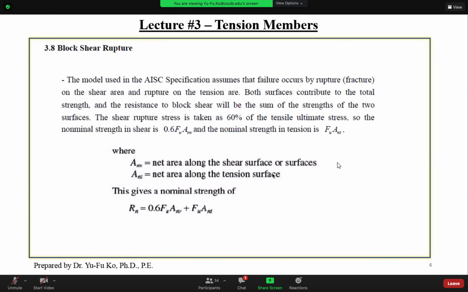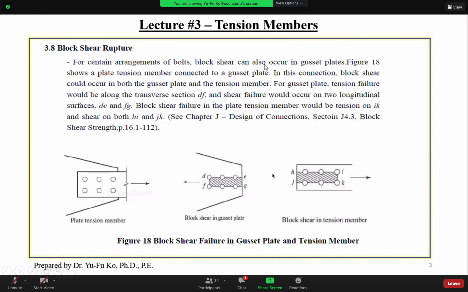We'll come back. So here, the area along this line is what we call Anv. It's the net shear area. And the area between J and K is what we call Ant. It's the net tension area.